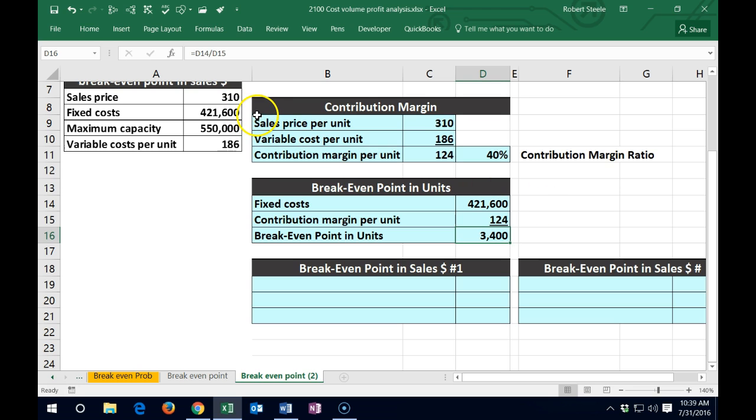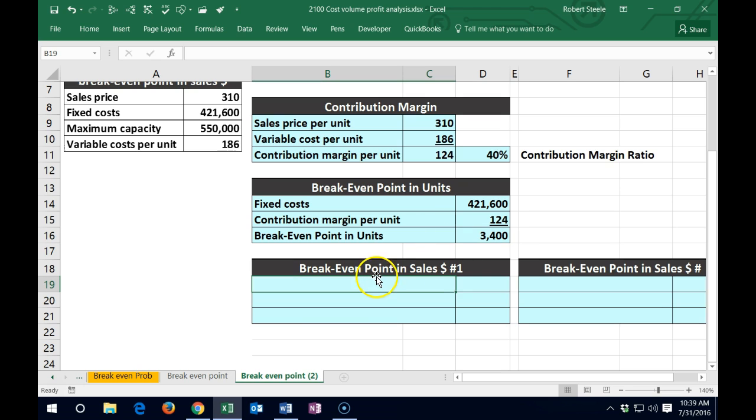Now note that if we wanted to calculate a profit, if we wanted to estimate how much profit we're going to make, we can ask what if we want to make 50,000 profit? Let's say fixed cost plus 50,000 divided by the contribution margin per unit, and that will be how much we believe we need to sell in order to cover the fixed cost and make a certain level of profit.